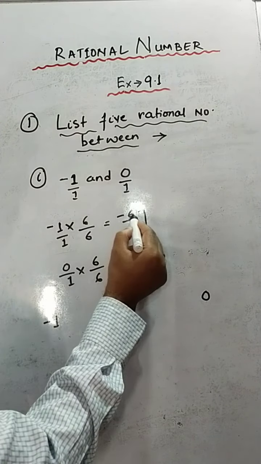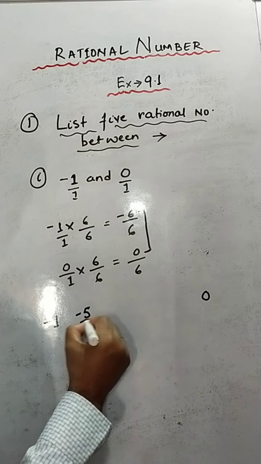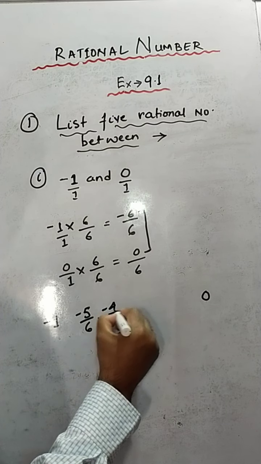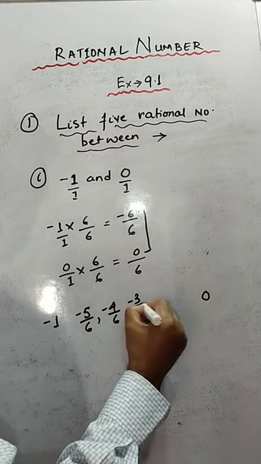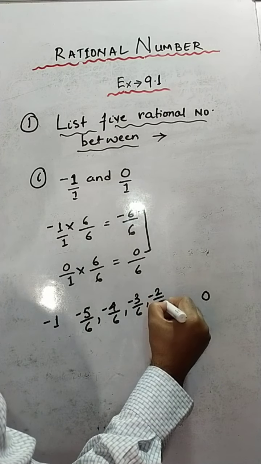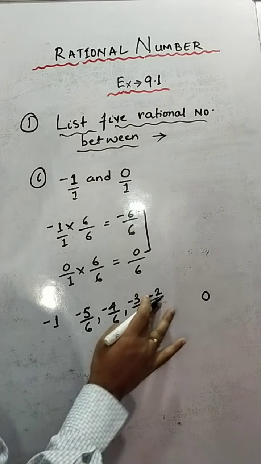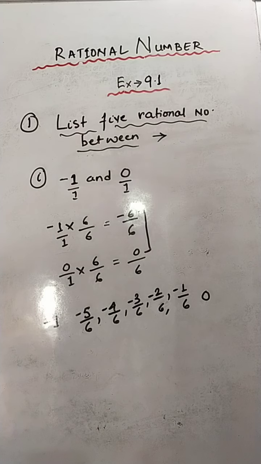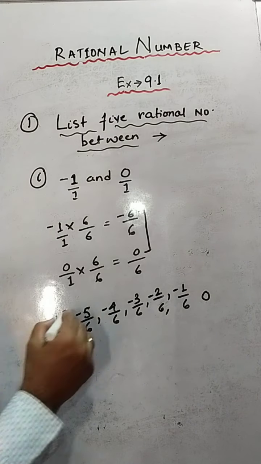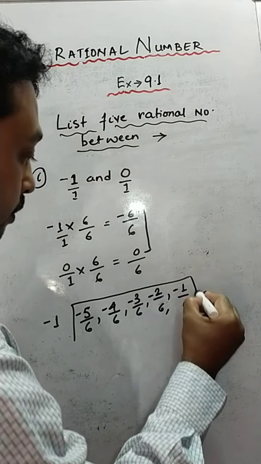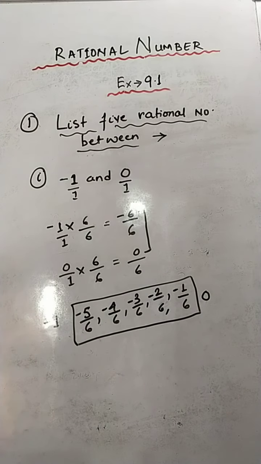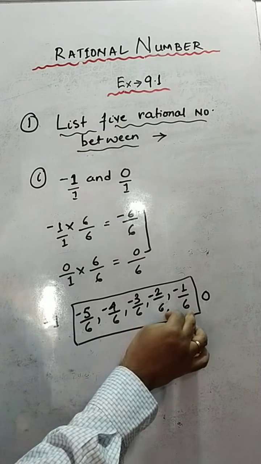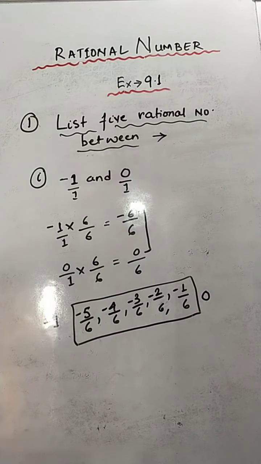So we can write -5 by 6, -4 by 6, -3 by 6, -2 by 6, and -1 by 6. So these are the required 5 rational numbers between -1 and 0. You can just put it in the box also if you want. Okay, so these are the 5 rational numbers between -1 and 0, students.